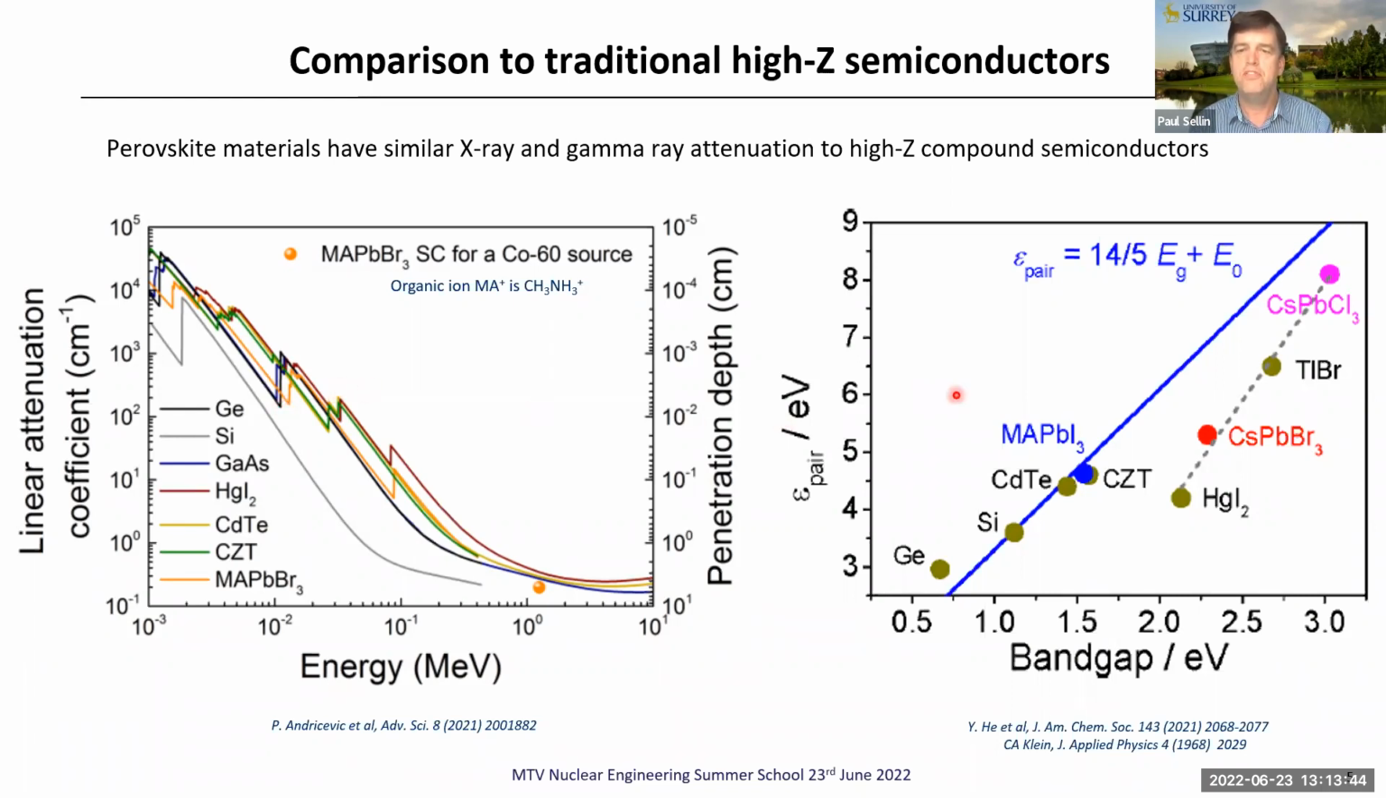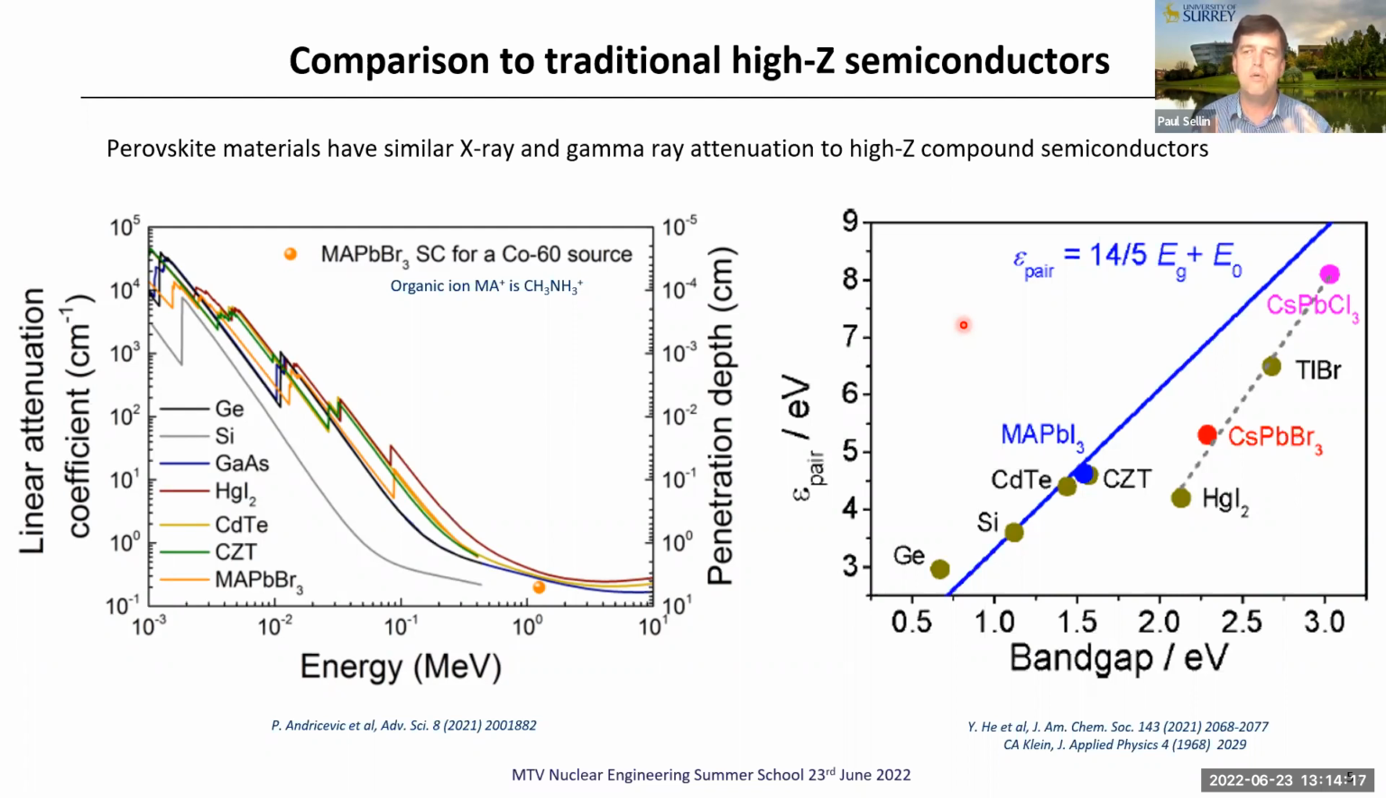Again, those of you working in this area will be familiar with the so-called Klein plot. The Klein plot shown on the right here shows the relationship between the band gap of the semiconducting material and the electron-hole pair creation energy, shown in this plot as epsilon pair, the amount of energy required to create an electron-hole pair. This is a primary parameter of interest for radiation detectors, where we need to drift electrons and holes through a thick device under an applied electric field.